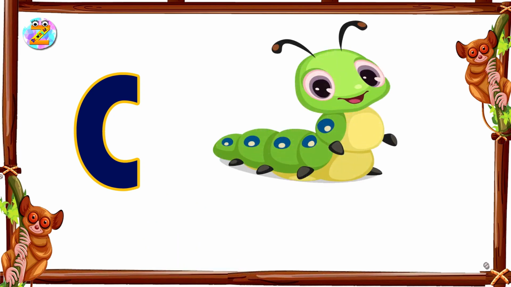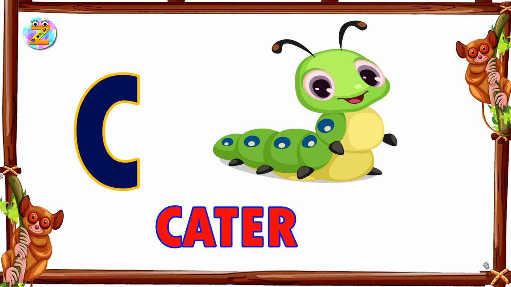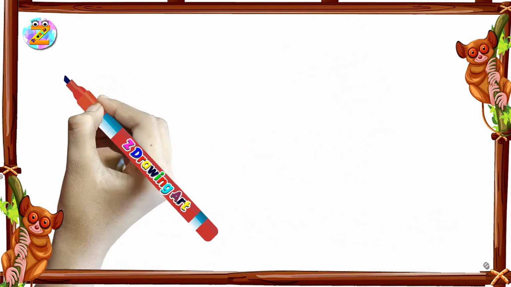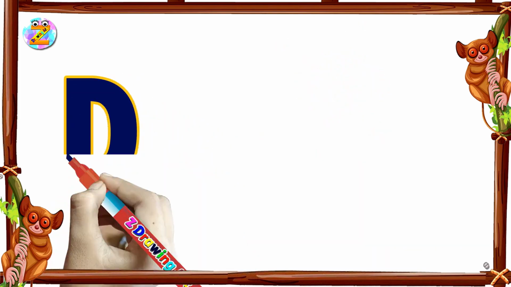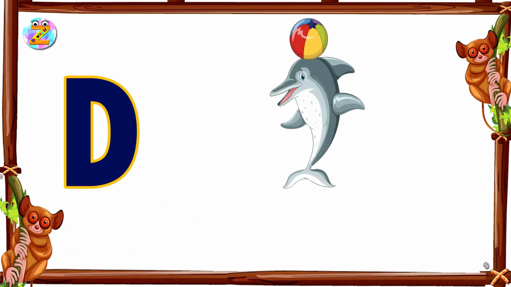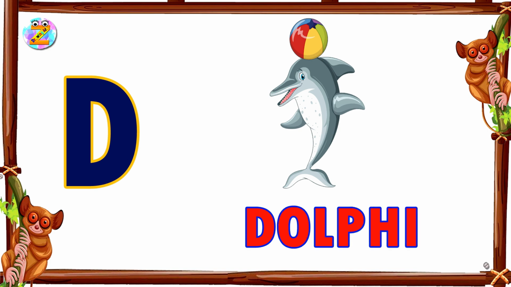Next, C for caterpillar, spelling CATERPILLAR, C for caterpillar. D for dolphin, spelling DOLPHIN, D for dolphin.